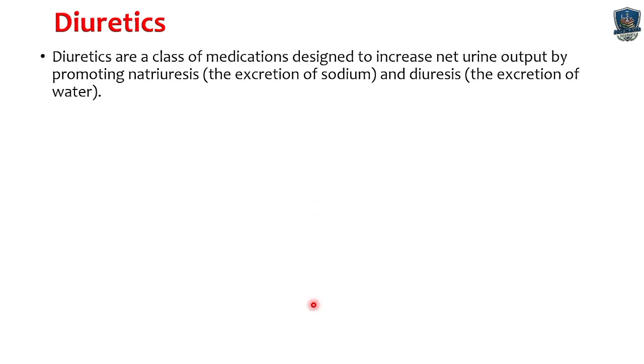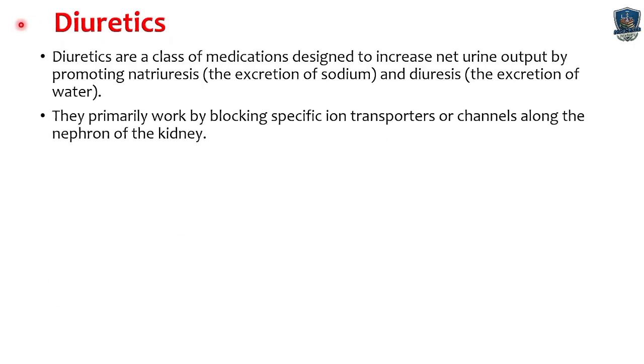Now, what are diuretics? Diuretics are a class of medications designed to increase net urine output by promoting natriuresis, which means the excretion of sodium, and diuresis, the excretion of water. The major mechanism of action of diuretics is to release more sodium and water in urine. They primarily work by blocking specific ion transporters or channels along the nephron of the kidney.